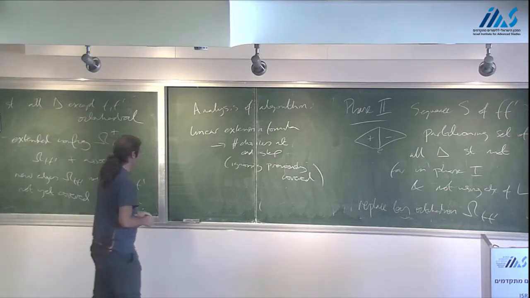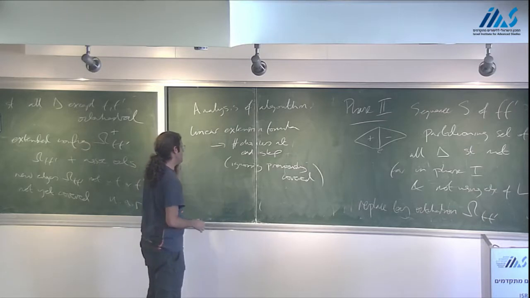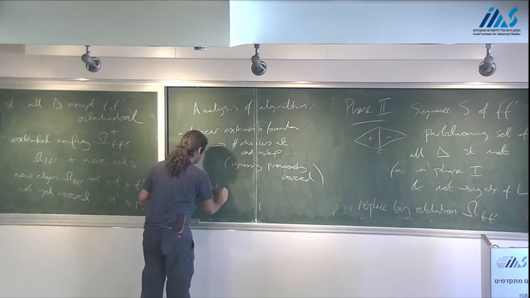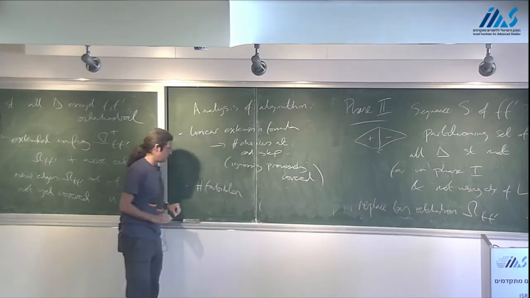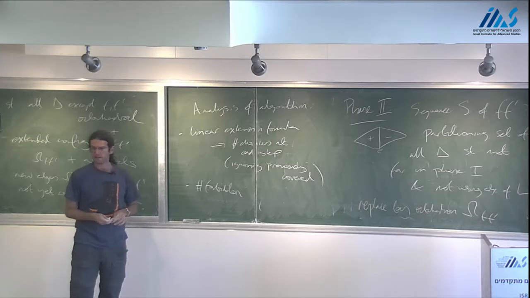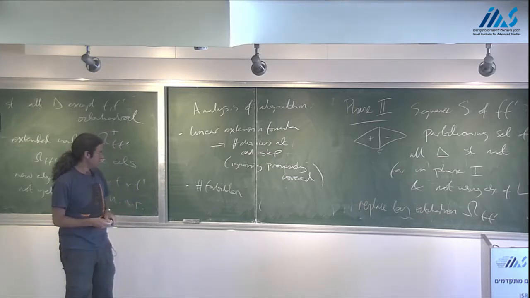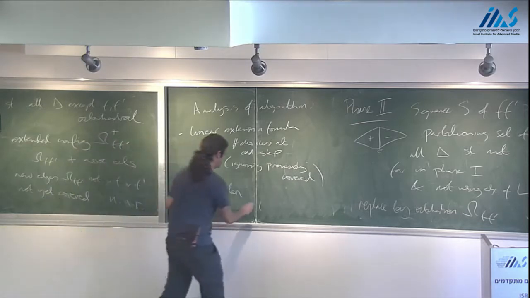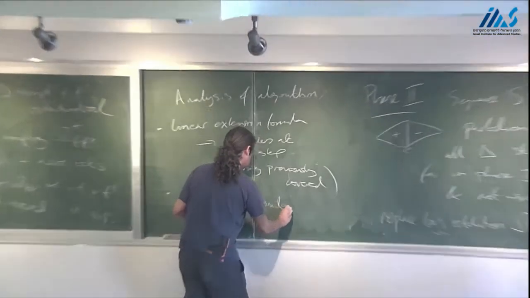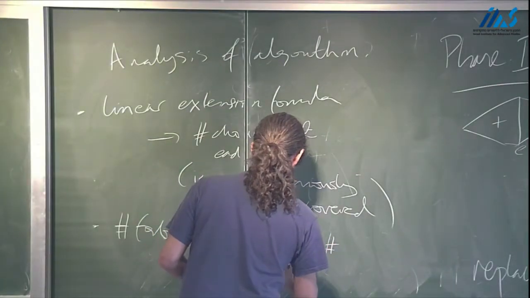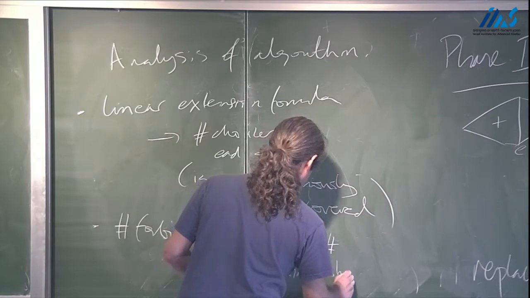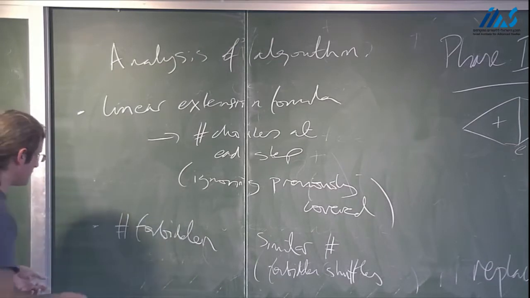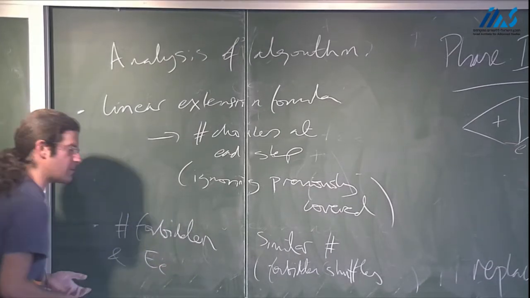Okay, so the number of forbidden choices. This is, again, a similar kind of thing to what I showed you when we were thinking about how many shuffles are forbidden. And again, these are similar kinds of calculations.